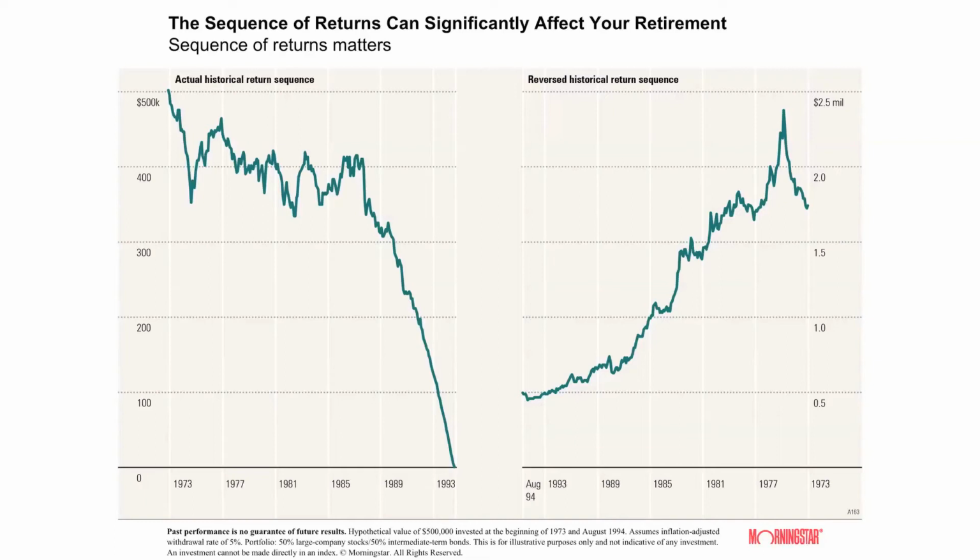If we look at the graph on the left, this assumes that a person retired on January 1st of 1973, right before the bear market of 1973, and began making monthly withdrawals in January of 1973. And as you can see in this case, the result was that the portfolio ultimately ran out of money in August of 1994.